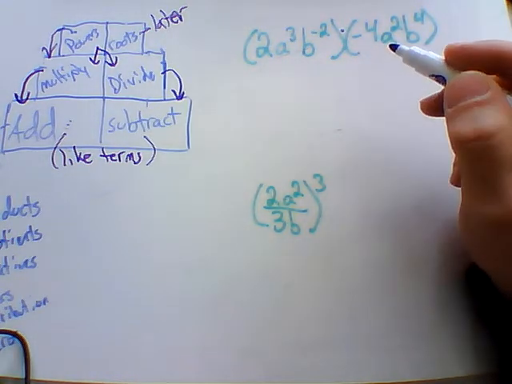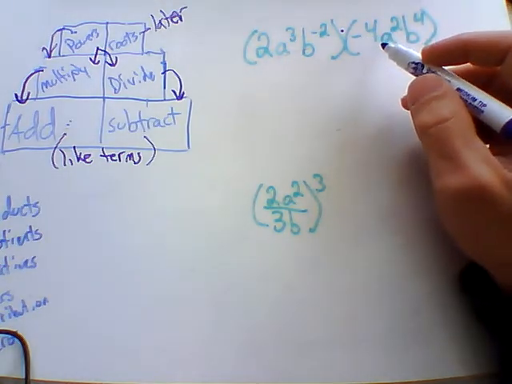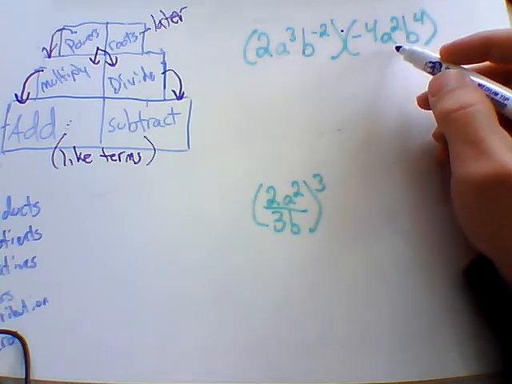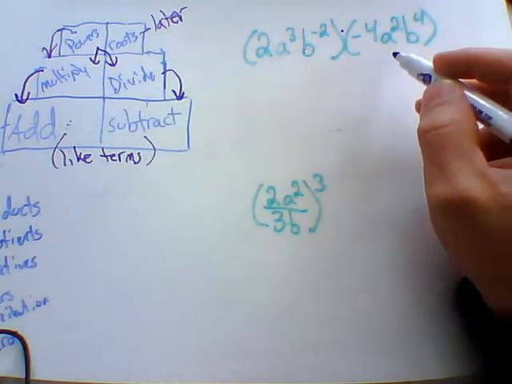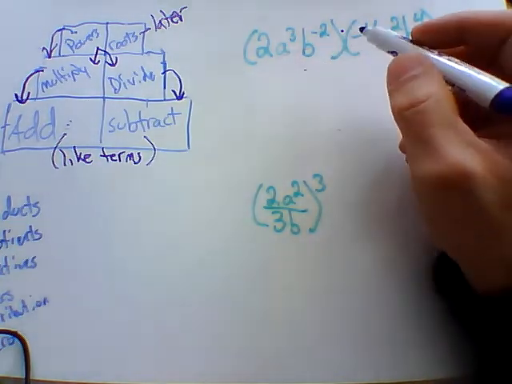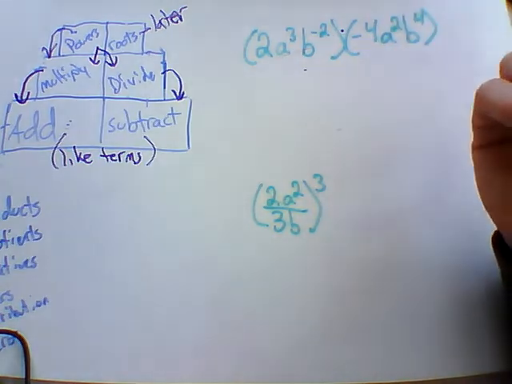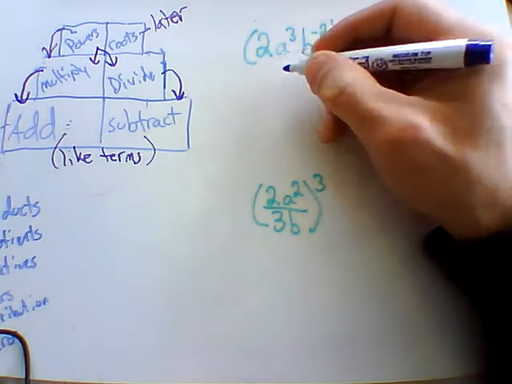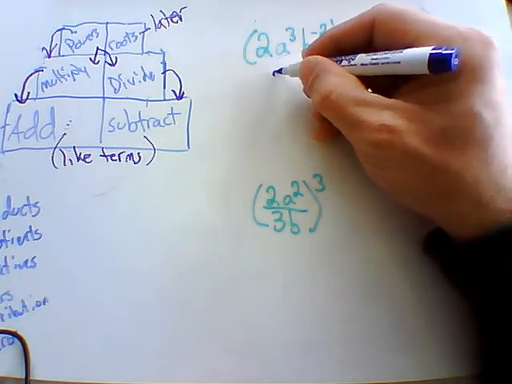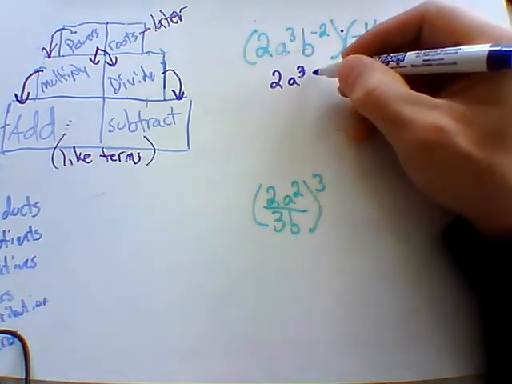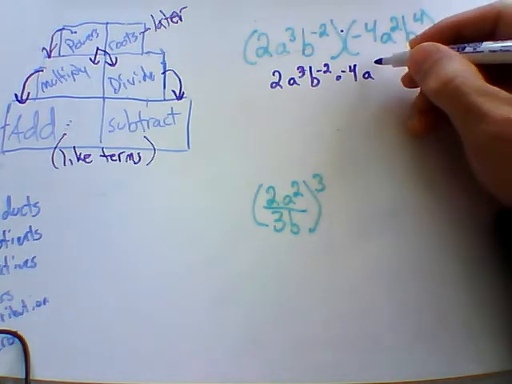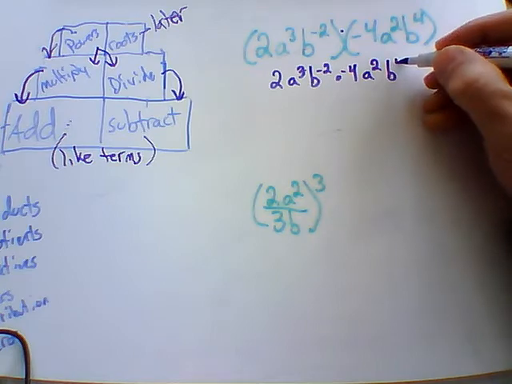So you have multiplication outside the parentheses. I'm going to look inside the parentheses and look for the weakest thing. In here, it's a number, a power, and multiplication. Multiplication is the weakest, the lowest level operation inside that parenthesis. So if I have multiplication outside and multiplication inside, the parentheses aren't doing anything. I can just ignore them; they're only telling me to multiply. So I have 2a cubed b to the negative second times negative 4a squared times b to the fourth.